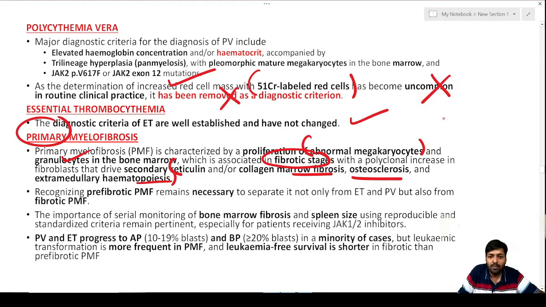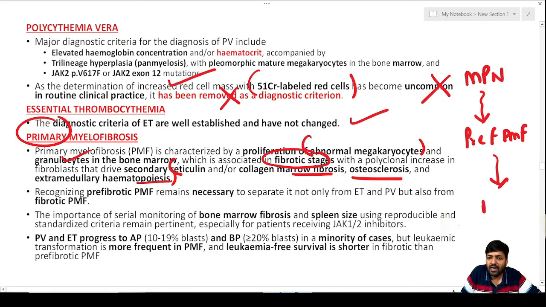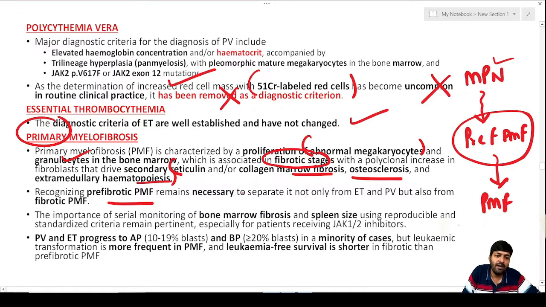So what is the importance? Remember, any kind of myeloproliferative neoplasm can progress to the pre-fibrotic PMF, and ultimately can become overt primary myelofibrosis. So what is very important is to recognize this stage. Why recognize this stage? We have to see whether any MPN is progressing towards this stage or not. Recognizing the pre-fibrotic PMF remains necessary to separate it not only from the MPNs but also from the fibrotic variety. How do we do it? By monitoring the bone marrow fibrosis and the spleen size, because the more the fibrosis, the larger the spleen size, and leukoerythroblastosis will become more.